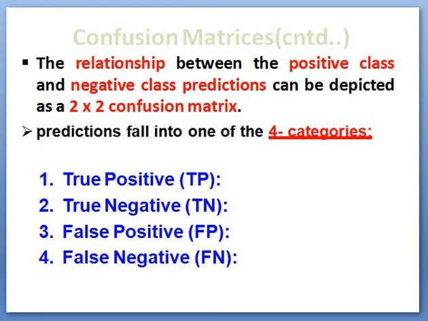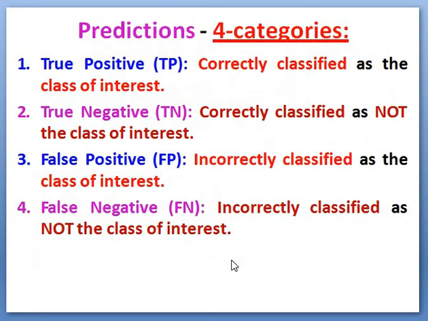Based on this positive class and negative class predictions, we can categorize the cells in a 2 by 2 confusion matrix into 4 categories. True positive, represented by TP. True negative, represented by TN. False positive, FP. False negative, FN. So we look at these 4 categories.